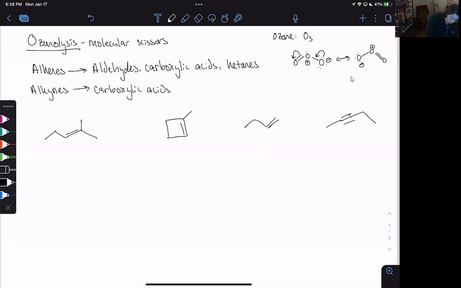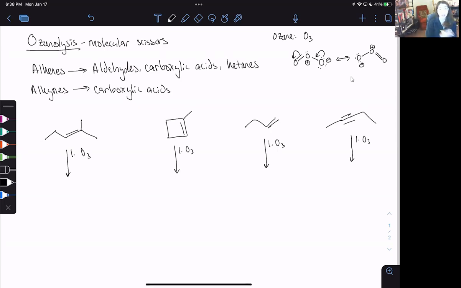So the first step in all of these is going to be ozone. And then it's really the second step, in terms of how you break down one of the intermediates formed after the ozone, that determines what exactly your final products are going to be.